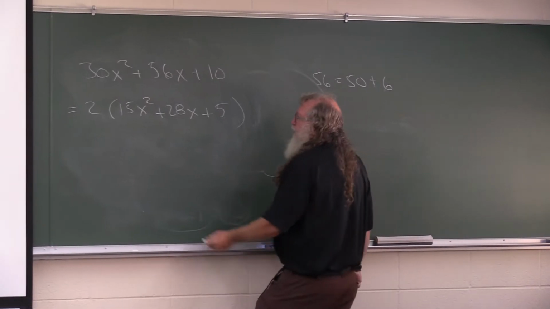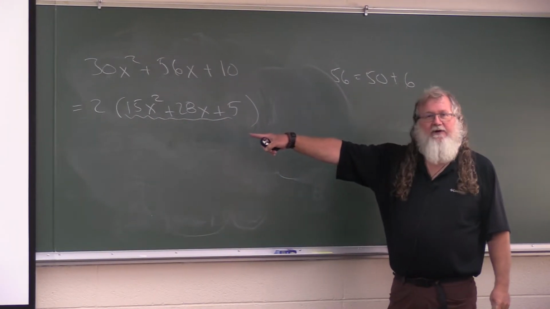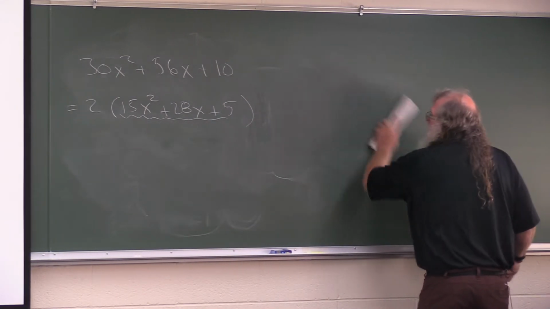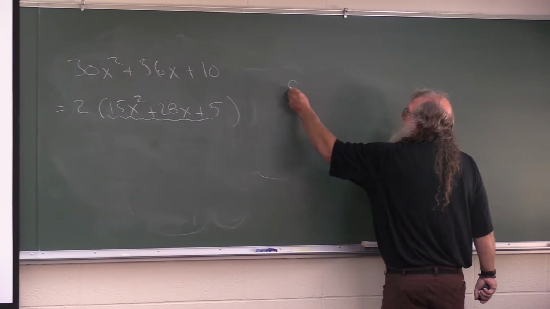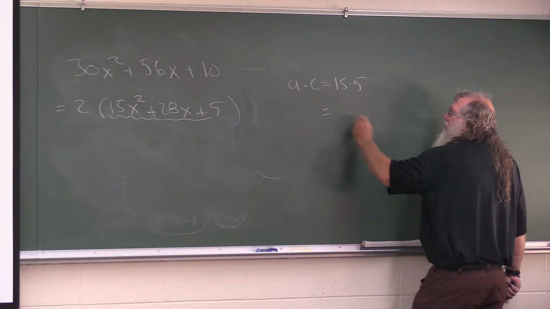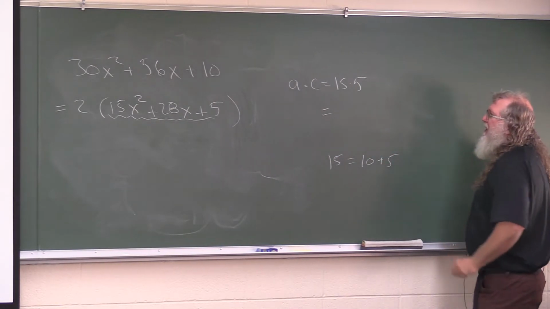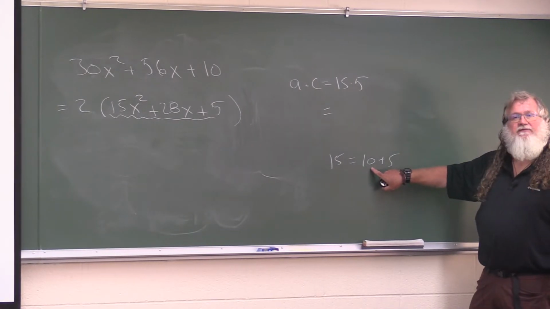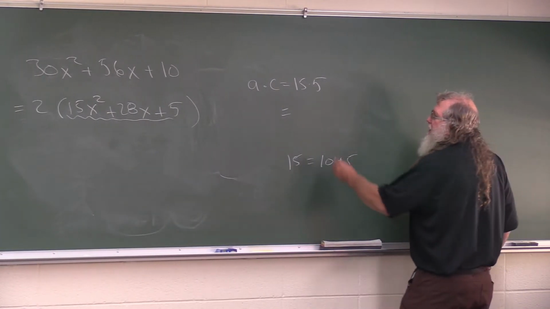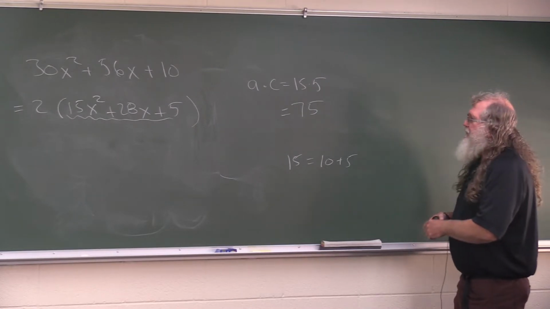So now we're going to do the AC method on this here. And then what do we got to remember in the end? Put back our 2. So let's clear up some space here. And let's do our A times our C, 15 times 5. Well, I think of 15 as 10 and 5. 5 times 10 is 50. 5 times 5 is 25. 50 and 25 add up to what? 75. So that's one way of doing that multiplication.